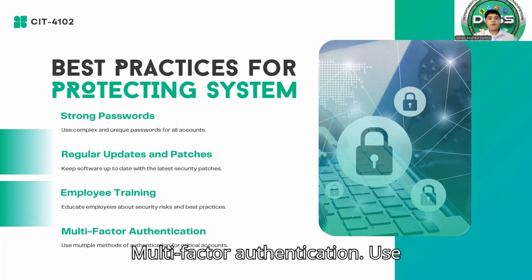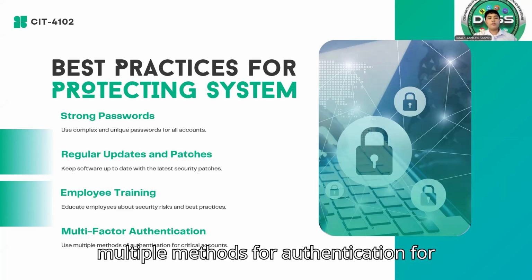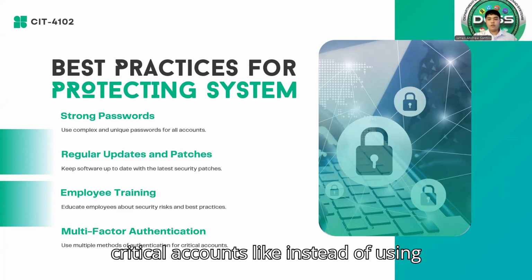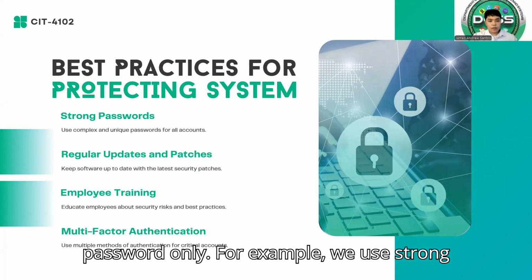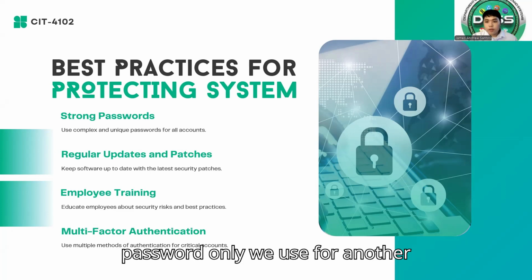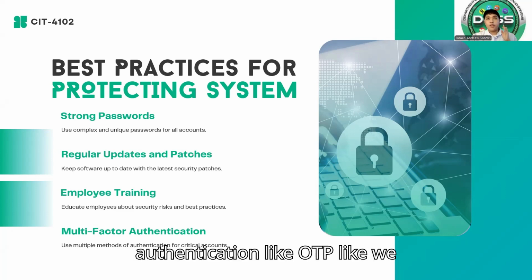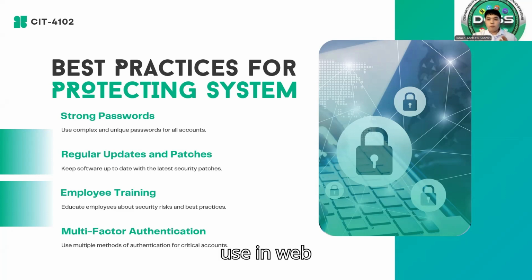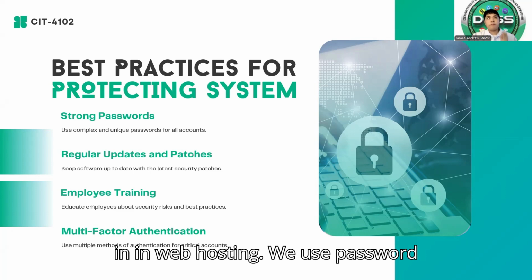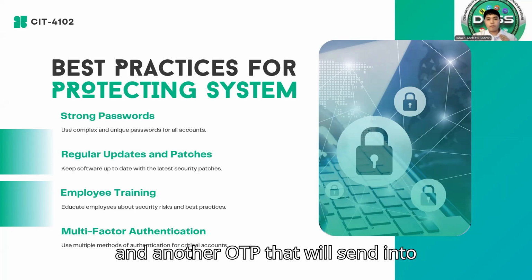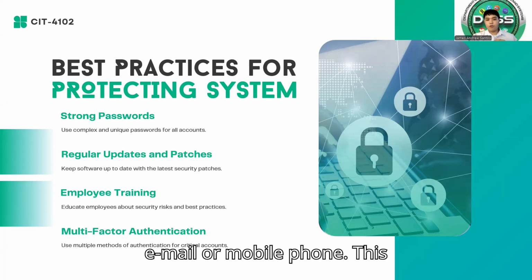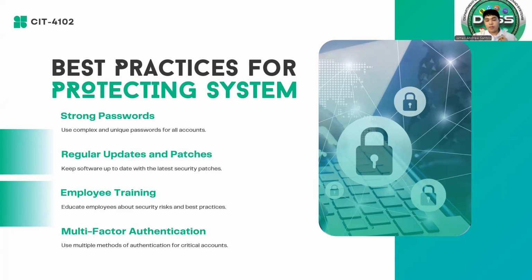Next, last, multi-factor authentication. Use multiple methods of authentication for critical accounts. Instead of using a password only, for example a strong password only, we can use another authentication like an OTP, like we use in web hosting. We use a password and another OTP that will be sent to email or mobile phone. This will be stronger. Instead of just a strong password, we have a double lock for more safety.